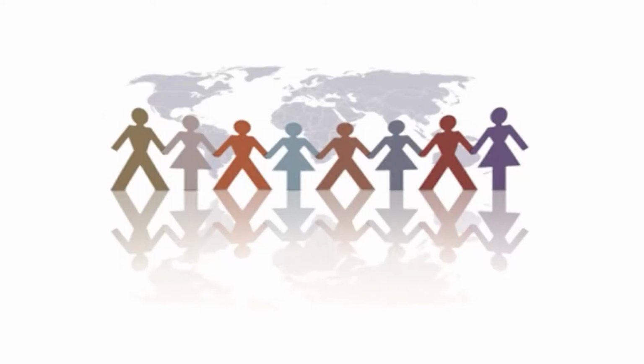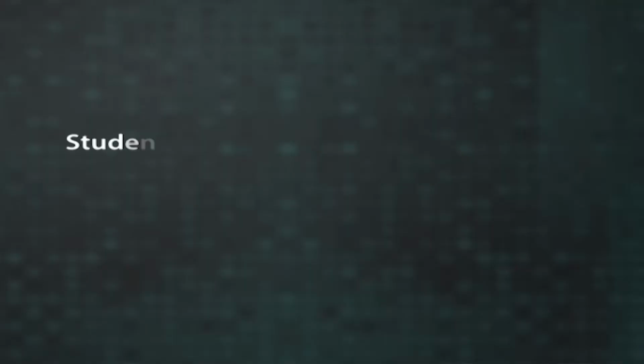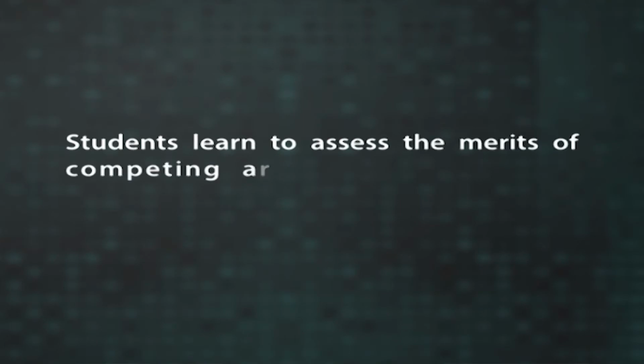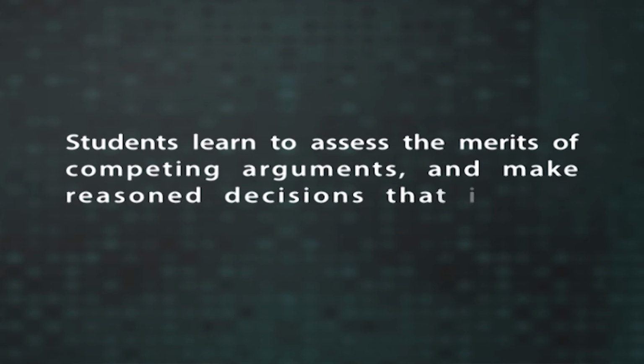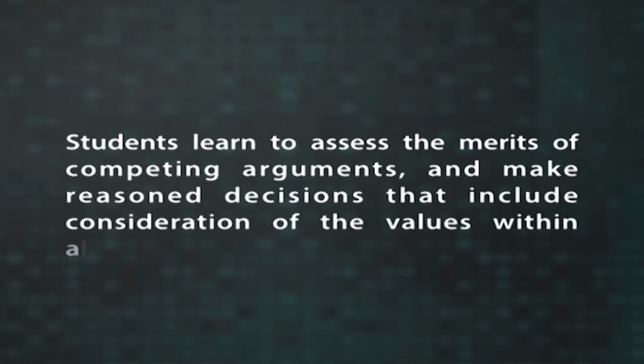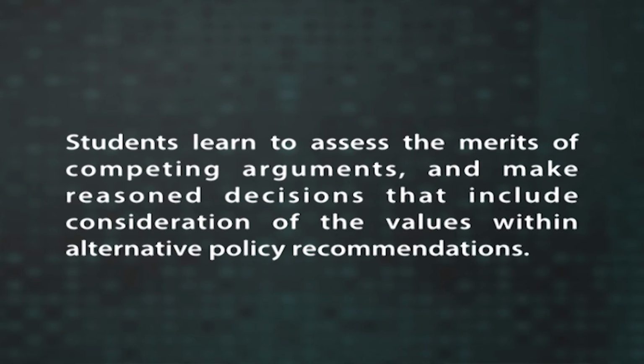Students are made aware of potential policy implications and taught to think critically and make decisions about a variety of issues, modeling the choices they will make as adult citizens. Students learn to assess the merits of competing arguments and make reasoned decisions that include consideration of the values within alternative policy recommendations. Through discussions, debates, the use of authentic documents, simulations, research and other occasions for critical thinking and decision making, students learn to apply value-based reasoning when addressing problems and issues.